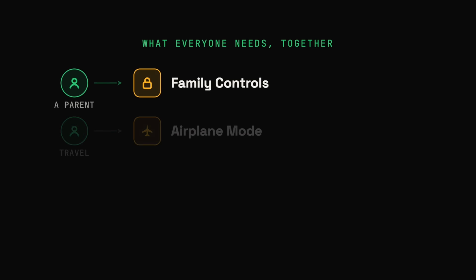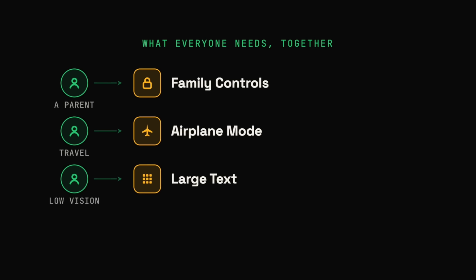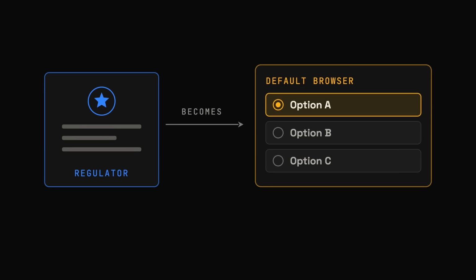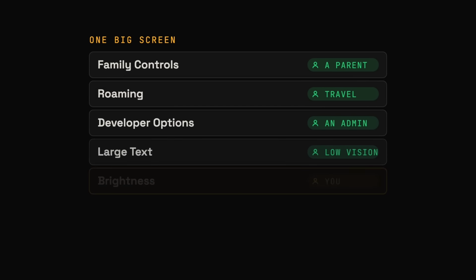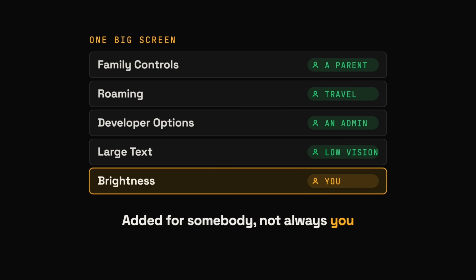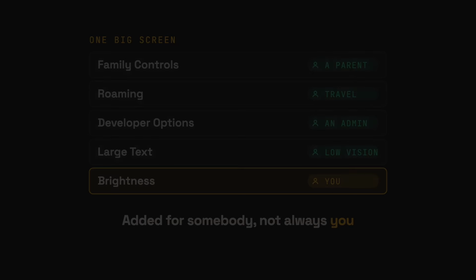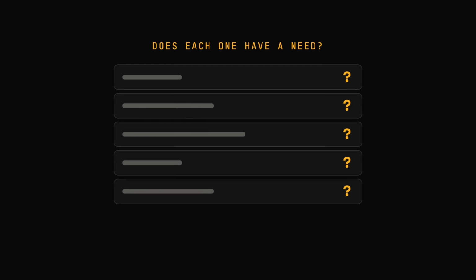But if we measure it against what everyone needs collectively, the answer is no, because parents at some point will need family controls. Regulators will require browser choices. That is among many things that regulators will enforce and will find it translated in what we call settings, whether it is cookie settings, whether it is browser settings, or anything else. Almost every setting then is added for somebody, and they end up on this big screen. That somebody is not me. But with all this, it's very difficult to confirm that every single setting we have actually does have a need.